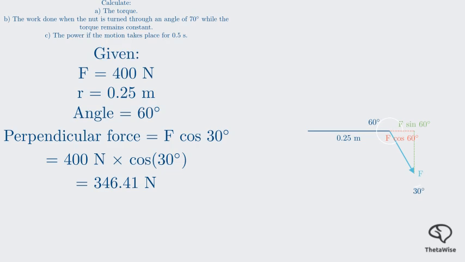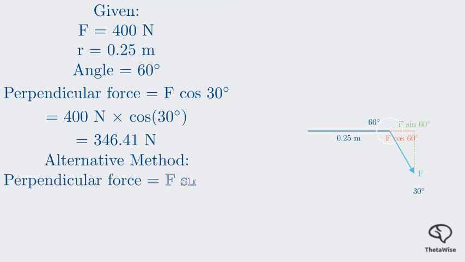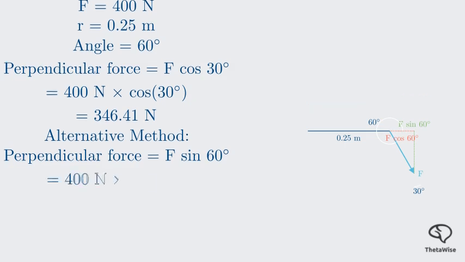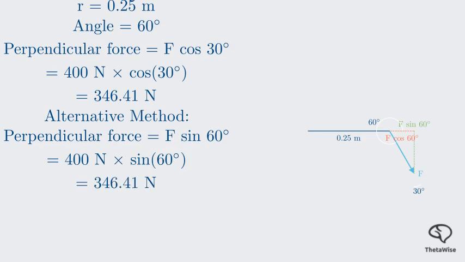An alternative, and perhaps more direct method, is to use the 60-degree angle given in the problem. Using the 60-degree angle, the perpendicular force is the side opposite to it. The opposite side is calculated as F times the sine of 60 degrees. 400 times sin 60 also gives 346.41 newtons. Both methods lead to the exact same perpendicular force, which is the force that causes rotation.